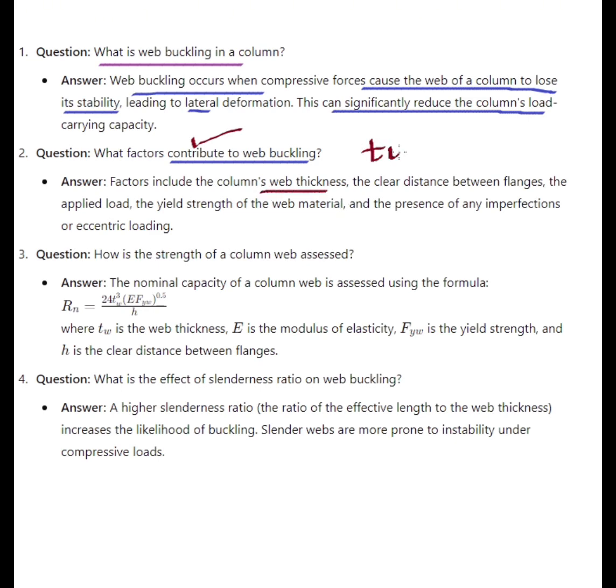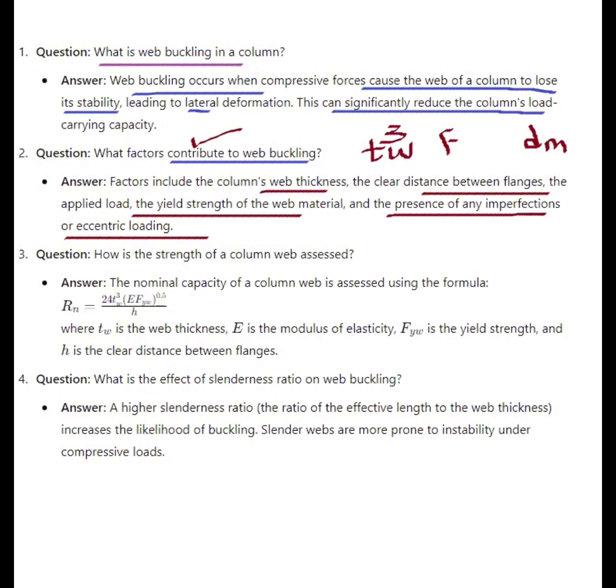We have seen tw cube, right? And the clear distance between the flanges. We have seen the d, that is also important because it reduces the forces, the applied load. The load also is important. The yield strength of the web material, Fyw, also the presence of any imperfections or eccentric loading. This is a very important factor. So the main point is presence of any imperfections and eccentric loading also.